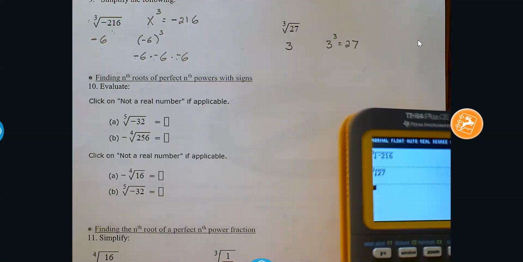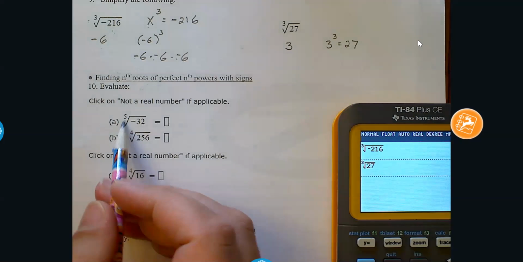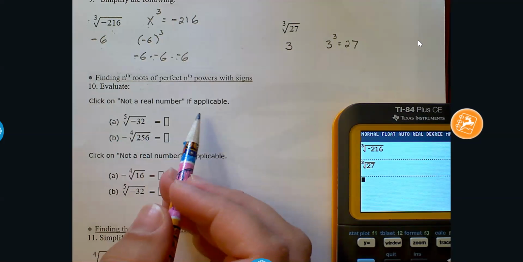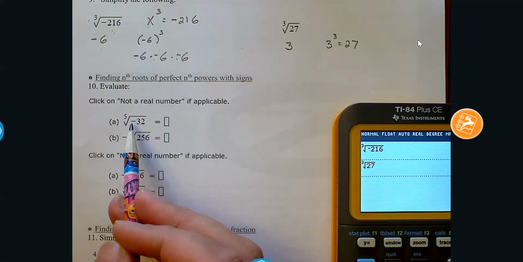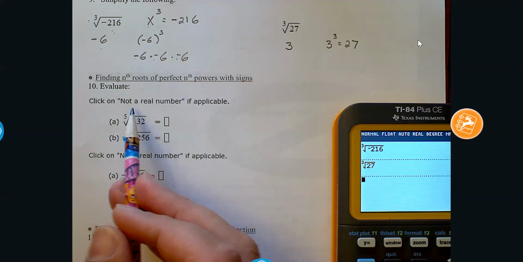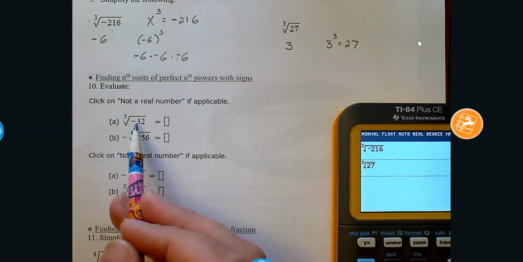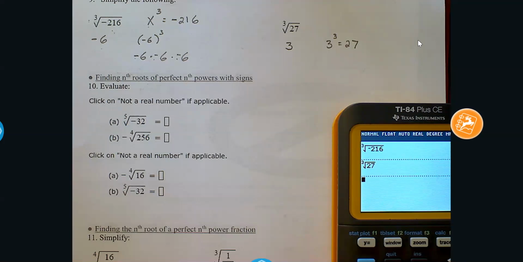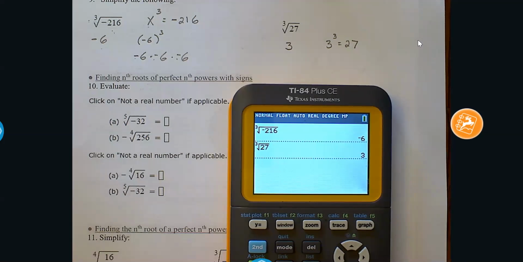Okay, so on our next topic, finding the nth roots of perfect nth powers with signs. All right, what they want us to do is evaluate the 5th root of -32. And it says click on not a real number if applicable. So just like up here, your first instinct for taking the 5th root of -32 would probably be to write not a real number. Because the number on the outside is odd, it's possible for you to take the odd power root of a negative number. So how would you do this on a calculator? How would you enter in that 5th root? So let's figure that out.